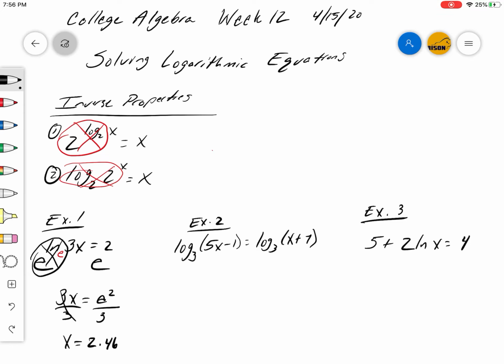It does not matter to me. I know some of you don't really have great calculators, so if you want to leave it as e squared over 3, that's fine. Your phone calculator, if you turn it sideways, actually does have an e, so you should be able to do it that way if you struggle.